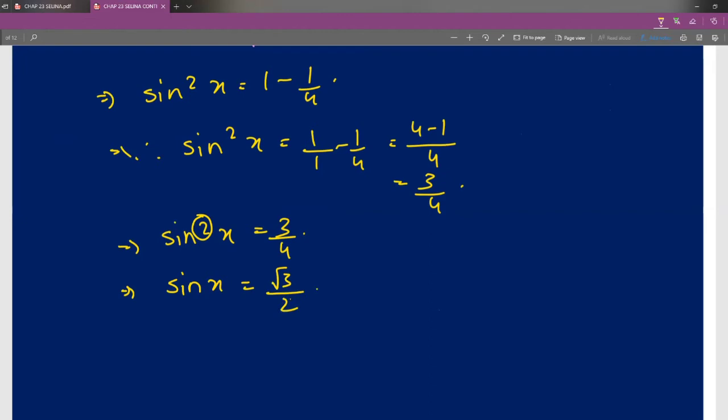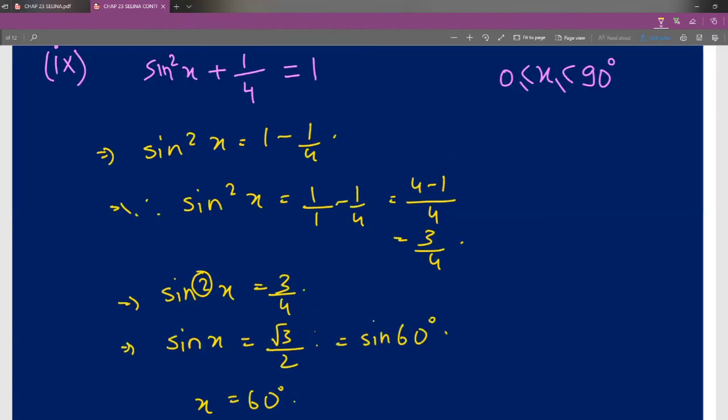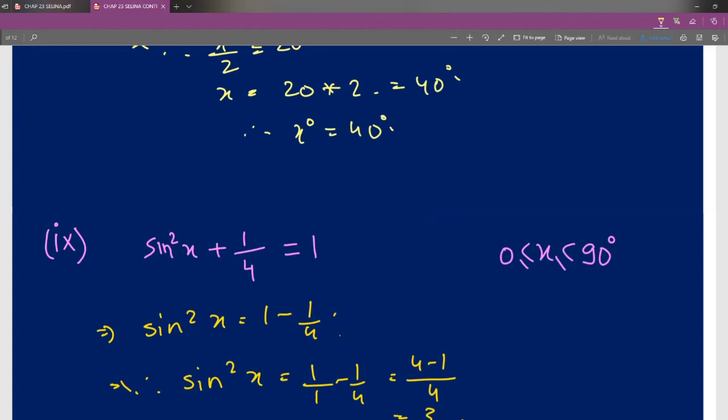So over here we need an angle such that the sine of that angle will be equal to root 3 upon 2. So therefore that angle will be equal to sine 60 degree. So therefore our x will be equal to 60 degree. Okay. Now over here we look at the condition given here. x is greater than equal to 0 and smaller than equal to 90 degree. So the answer that we have gotten, that is x is equal to 60 degree, is greater than 0 degree and less than 90 degree. So yeah, the correct answer is 60 degree.